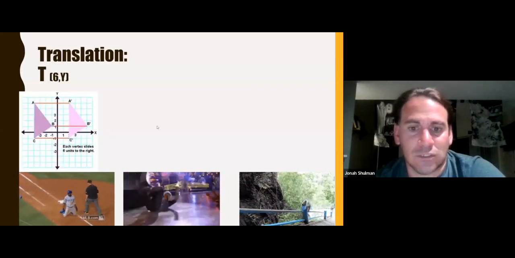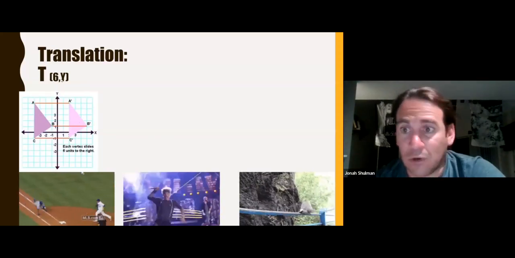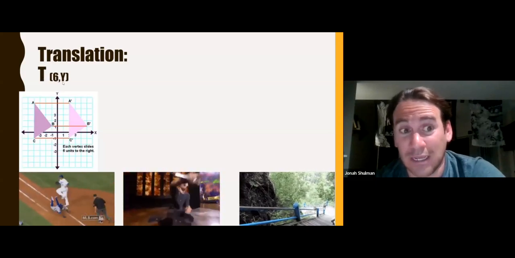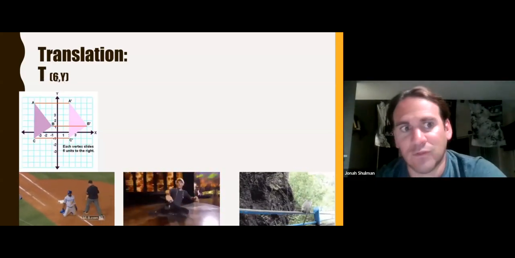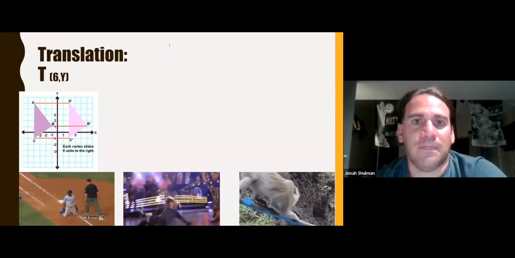I gave them translation, which is a slide, and this is an actual translation with the proper notation. T stands for translation. This means we move 6 to the right, and the y stays the same. If it's positive, it's to the right. So here, I'll show you.